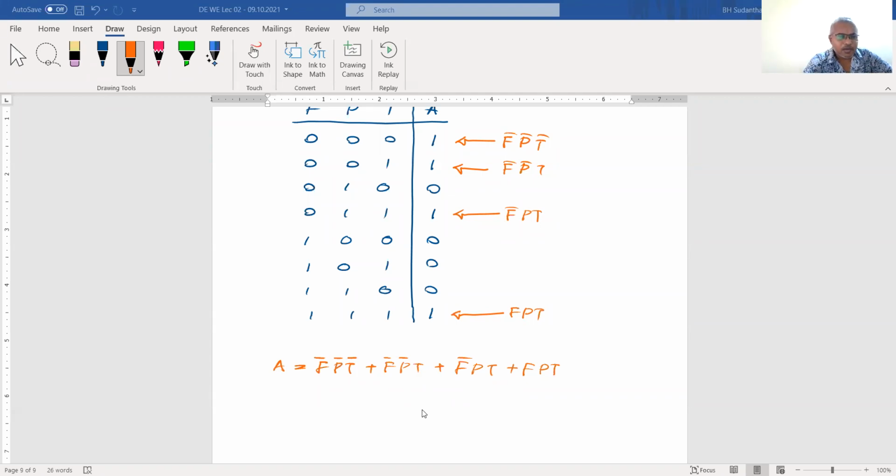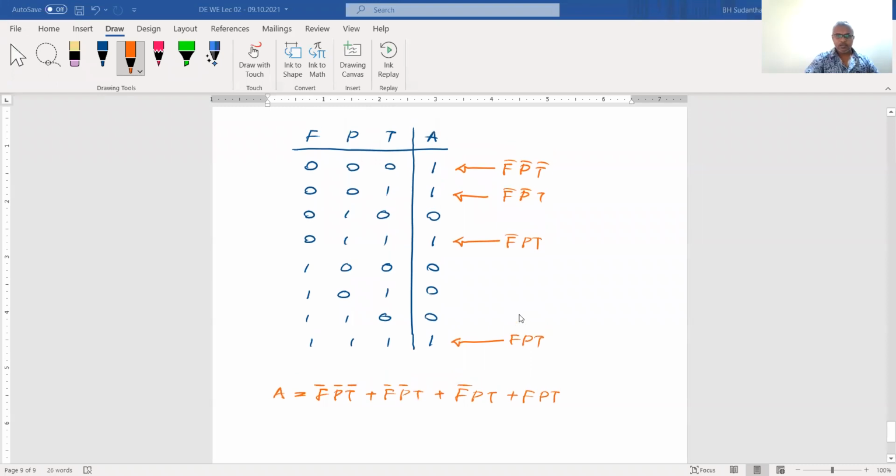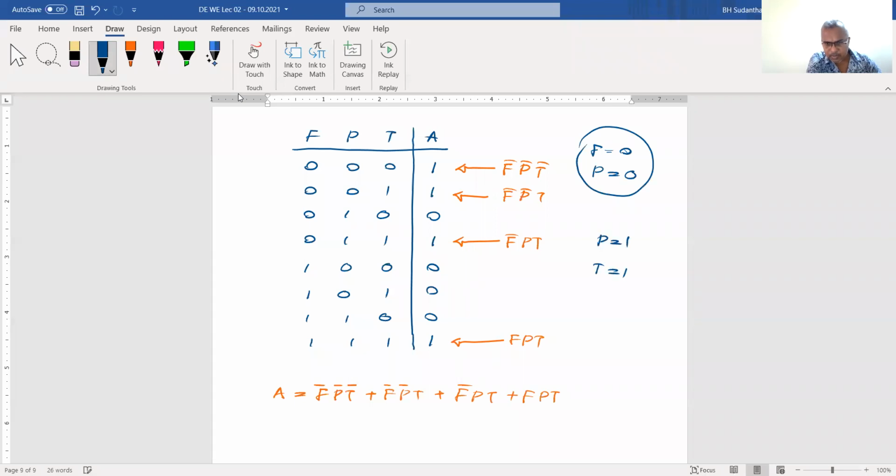Can you please explain the conditions in the question again? The conditions are: the first dangerous condition will occur when flow rate and pressure are low. Okay, then flow rate is 0 and pressure is 0. Then that is the first dangerous condition. The second dangerous condition is pressure high and temperature high. This is the second dangerous condition.